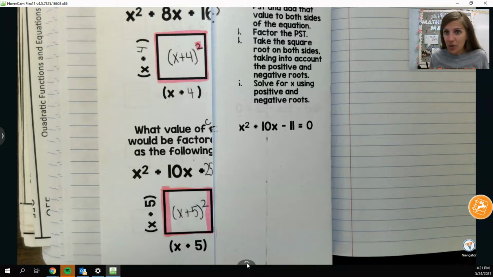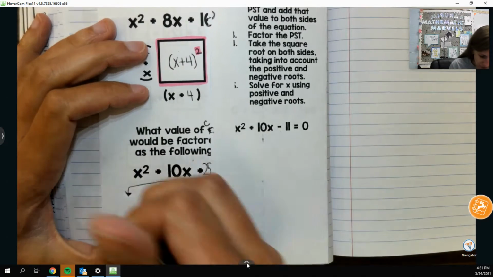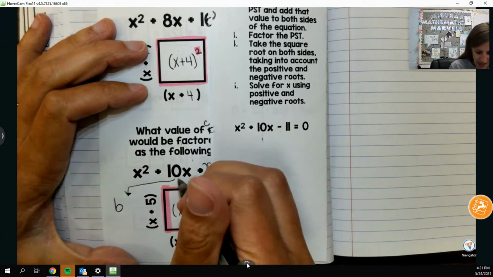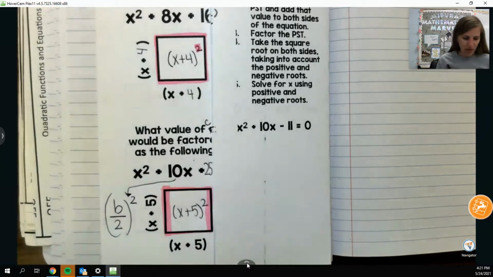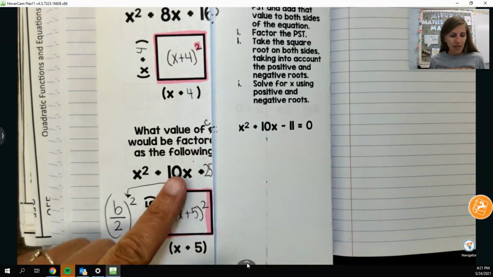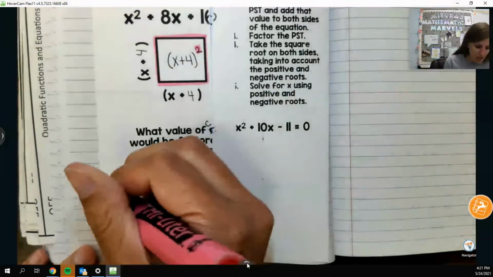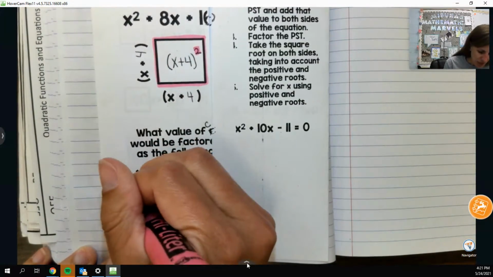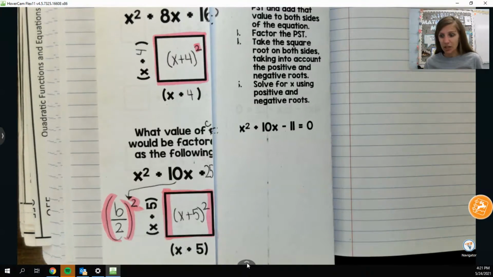But if I didn't know that, the other way that we can find it too is by looking at that b value, so 10, and taking half of it and then squaring it. Because if I take half of that, then I get 5. And then I square it to get the 25. So this little baby formula right here helps you to get that c value. And we need it to be a perfect square number. So that's what we're going to practice first.